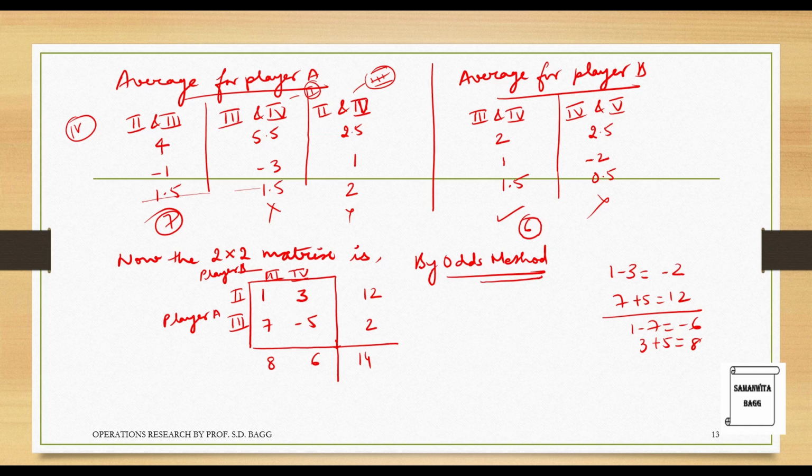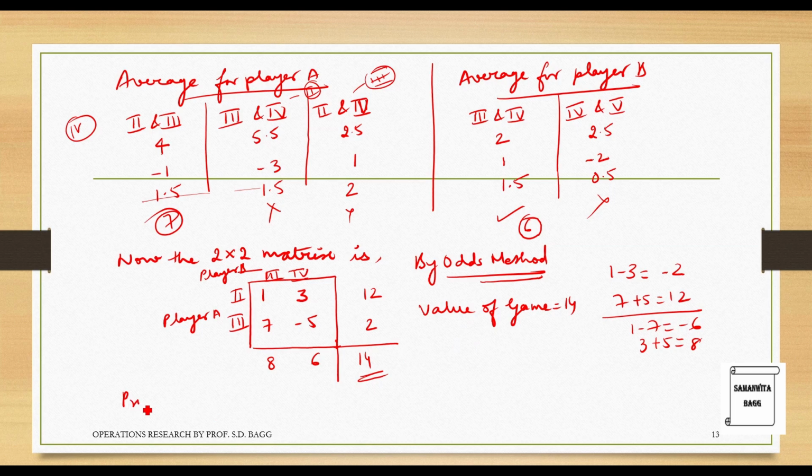Now this is just a matter of chance that I chose the odds method and this problem was solvable. It is possible that you use pure strategy, fail, and then go for the odds method. That is fair enough. So now we know that the value of game is 14, as you can see here.